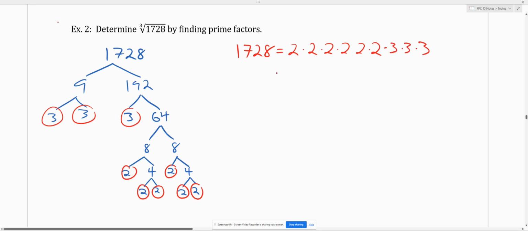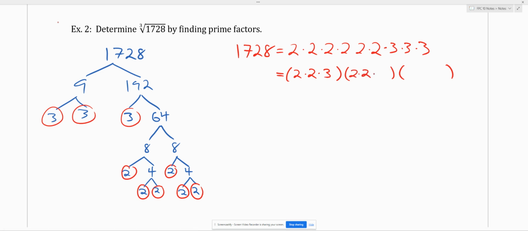And if we look at this, can I break it into three equal groups? Well, just look at the primes. I have 6 twos. Can I break 6 twos into three equal groups? Yep, I can do that. I can put 2 twos in each group. Again, I'm setting up my three groups here. And I have 3 threes, so I can break that into three groups of just 1 three. So now I can set up three equal groups of 2 times 2 times 3.